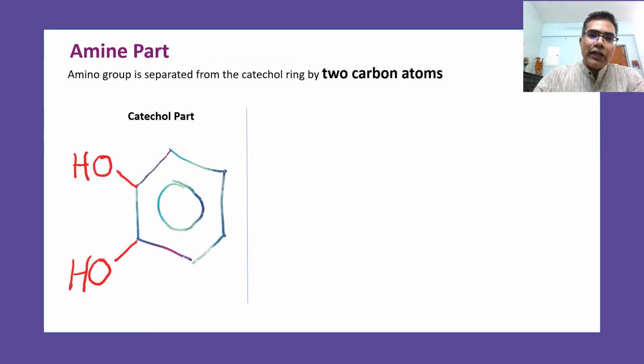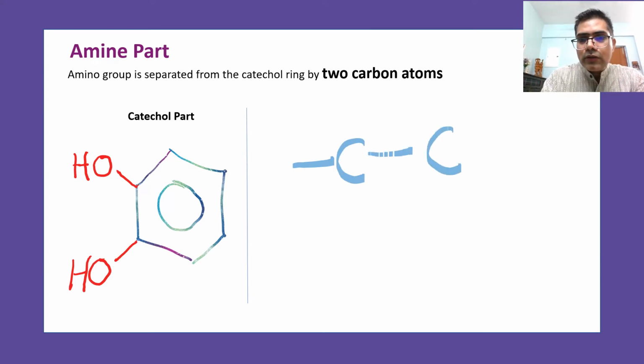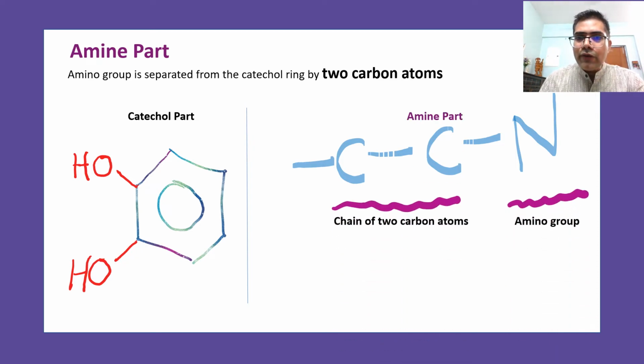Now, this is what we understood as of now. This is the catechol part, a benzene with the two OH just next to each other. Now, we have to make the amine part. The amine part basically consists of two carbons and one nitrogen. This is the amine part which is to be attached to the catechol part. So the amine part is made up of a chain of two carbon atoms and one amino group.